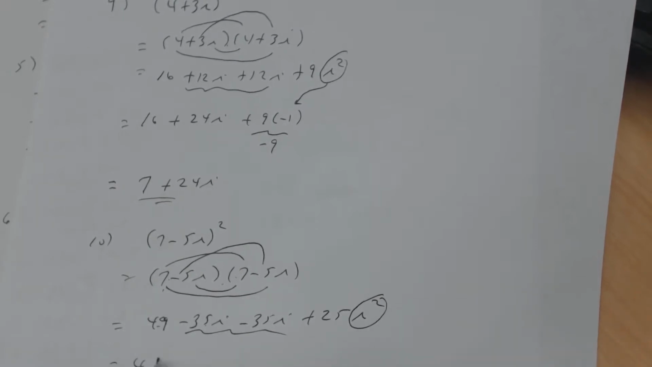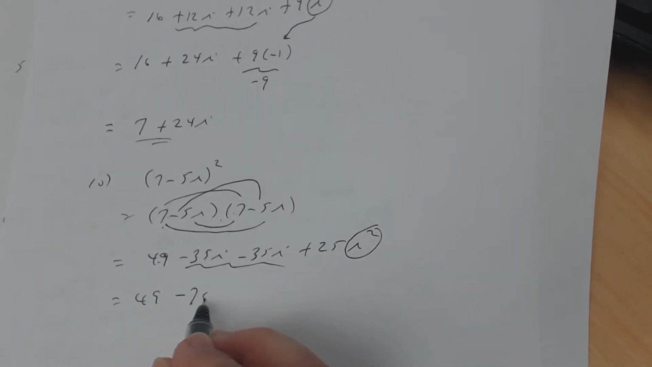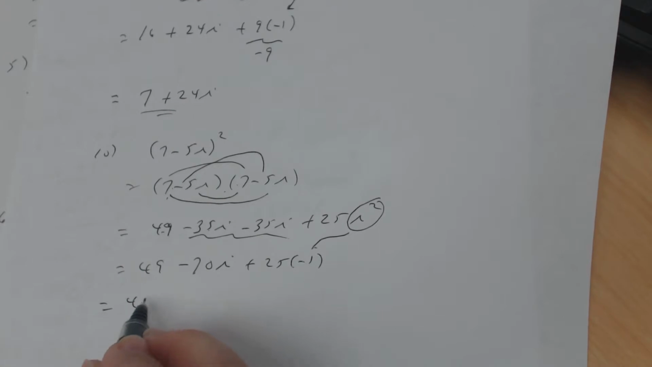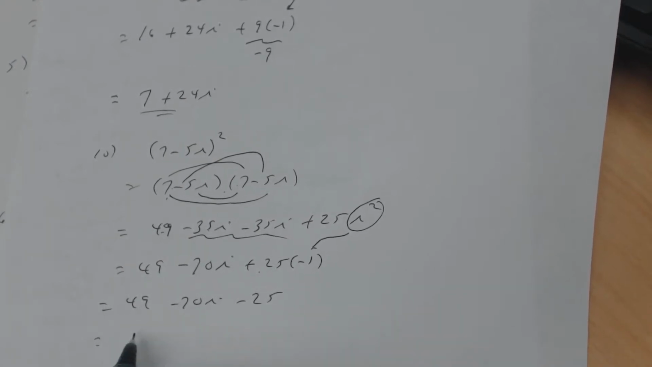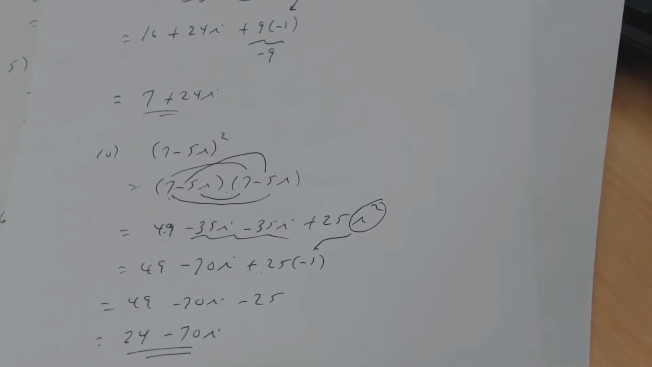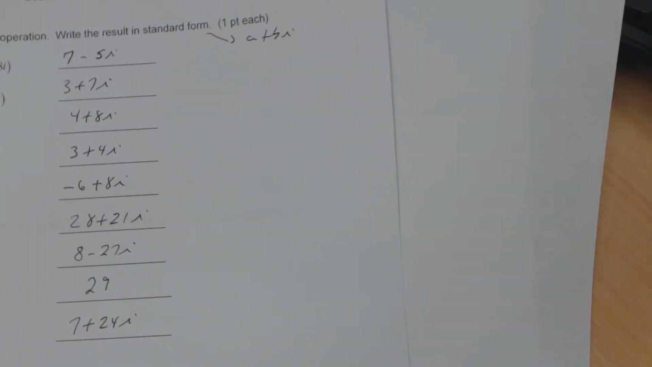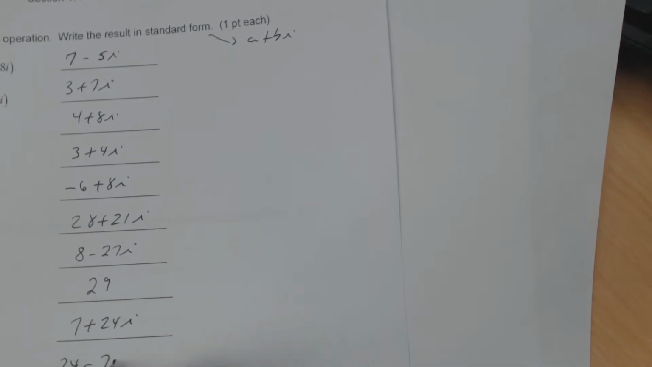So I get 49. A negative 35i and another negative 35i is a negative 70i. And then plus 25 times a negative 1, because that's what I squared equals. So I get 49 minus 70i, and a positive 25 times a negative 1 is a negative 25. So I get 49 minus 25 is 24 minus 70i. So there's your answer for number 10. So number 10 is 24 minus 70i.